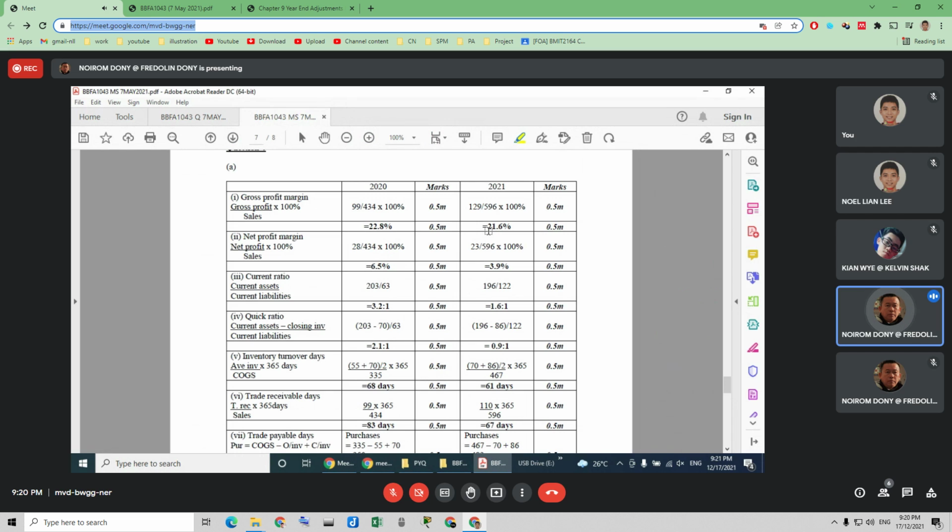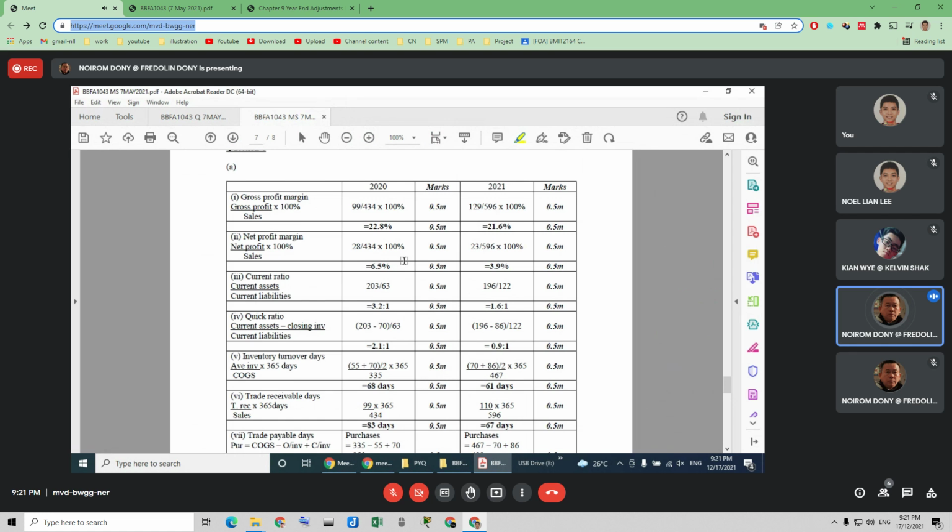Okay, what about net profit margin? Net profit margin current year is 3.9 and previous year is 6.5. So meaning it also drops. Then you should state what is the reason. So the reason being the increase of the expenses as the sales increases. So follow from your notes.